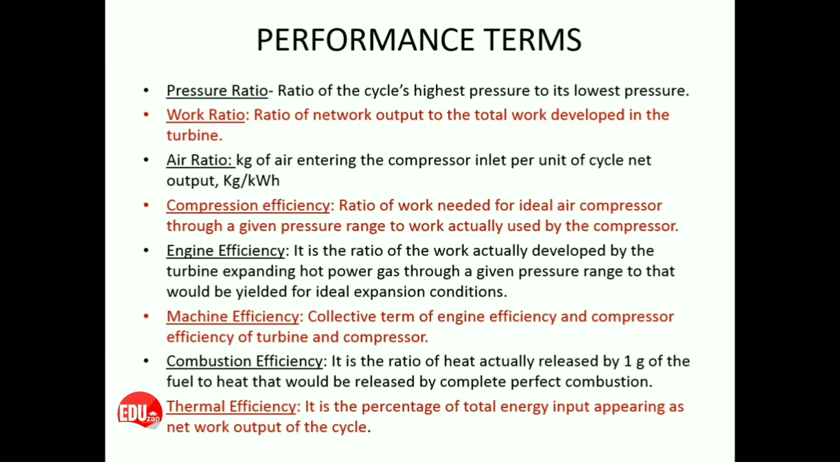Compression efficiency is the ratio of work needed for an ideal air compressor through a given pressure range to work actually used by the compressor. Engine efficiency is the ratio of the work actually developed by the turbine expanding hot gas through a given pressure range to that which would be yielded for ideal expansion conditions. Now coming to the machine efficiency, it is a collective form of engine efficiency and compressor efficiency of turbine and compressor. Now we have two more efficiencies, that is combustion efficiency and thermal efficiency. Thermal efficiency is most important. It is the percentage of total energy input appearing as net work output of the cycle.